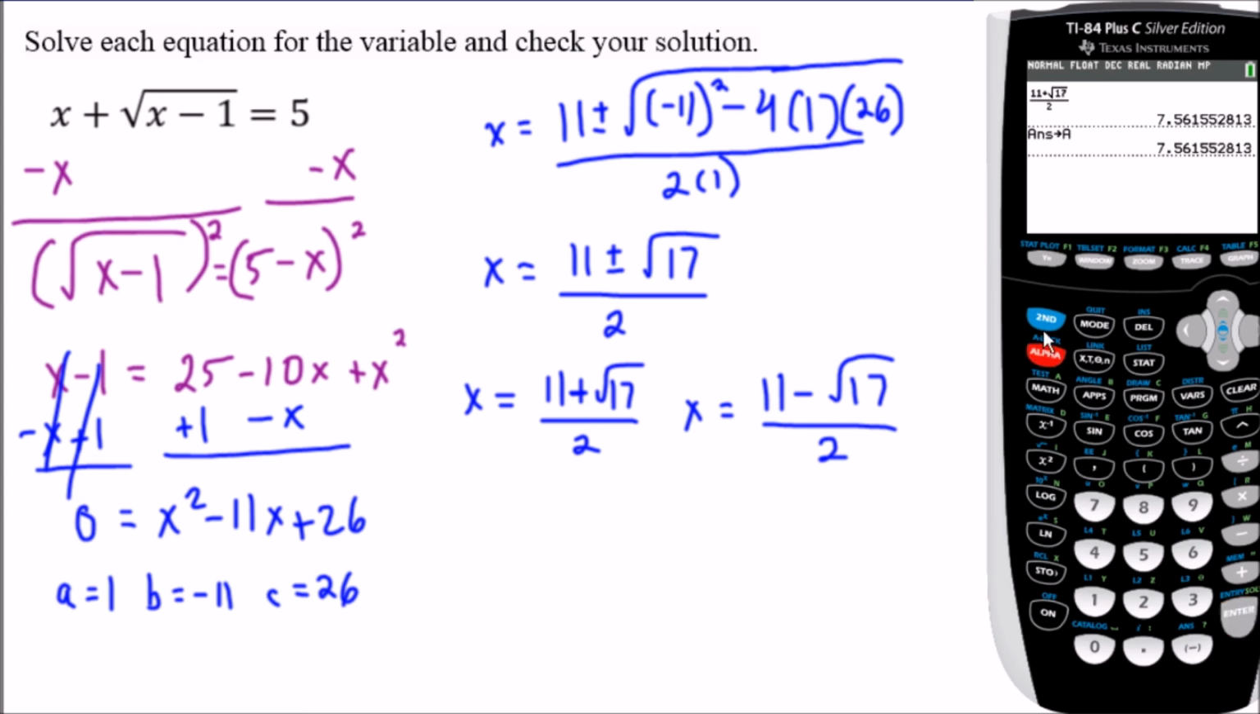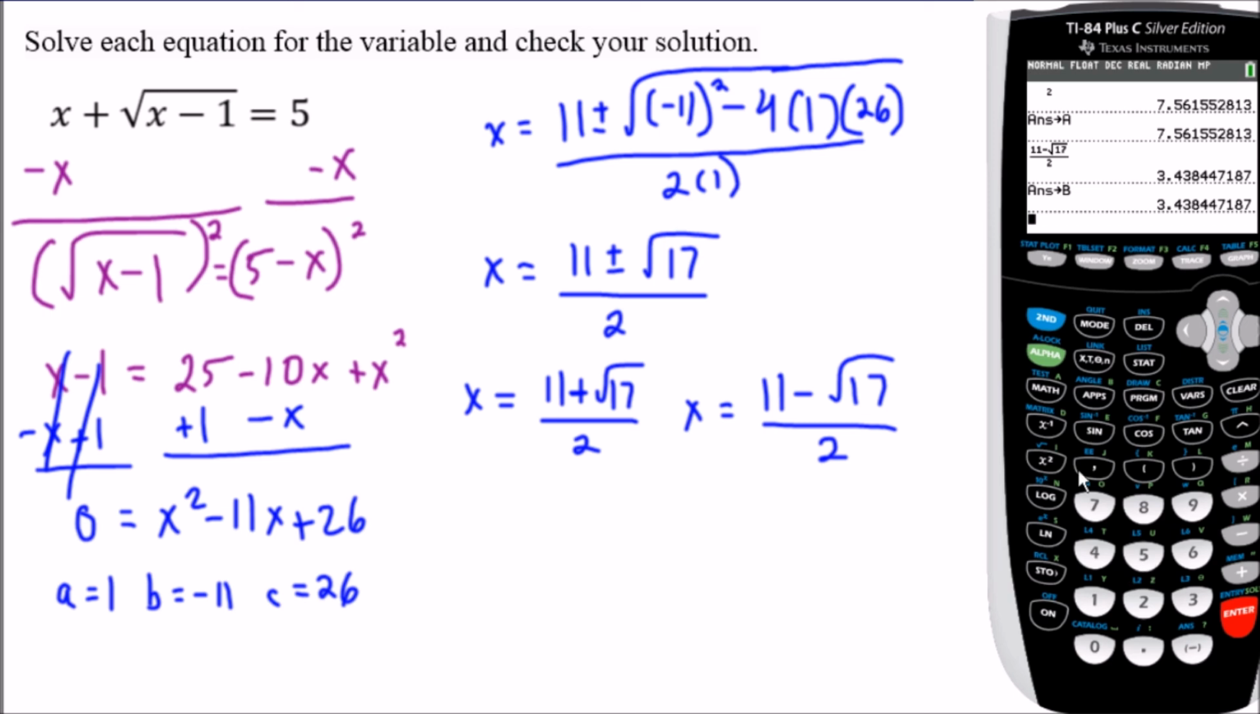So now if we do that again, but for the other one, this is 11 minus square root of 17 divided by 2. We hit enter, and now we're going to hit the store button, and we'll store this as the letter B. We'll see which of these actually check out to the original.